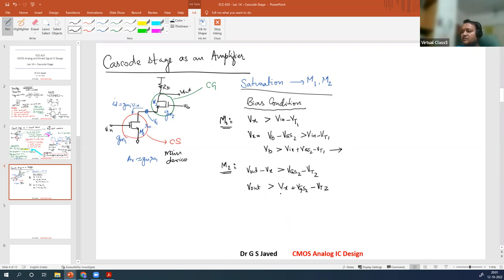Now, what is Vx? What is this Vx value? Vx is greater than Vin minus VT1. Okay, so we'll substitute: Vout greater than Vin minus VT1 plus VGS2 minus VT2. Now you look at this combination here. Vin minus VT1 is basically VGS1 minus VT1 and this is VGS2 minus VT2. So what is this difference we found out? We gave this a name as overdrive voltage, right? So Vov1, Vov2.